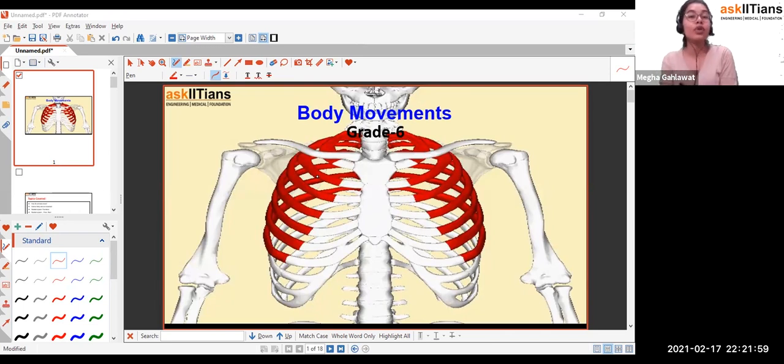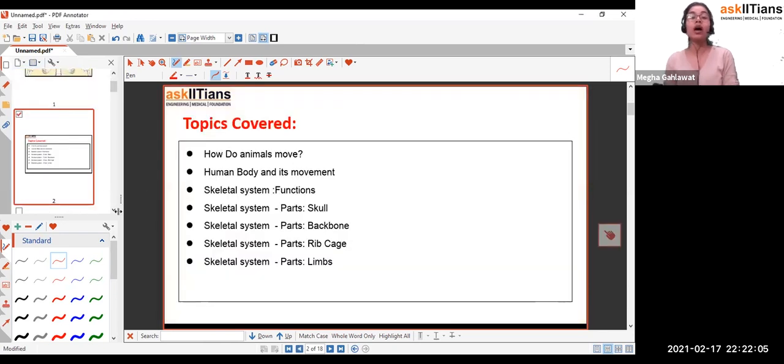So, today's chapter that we are going to start is body movements. In this chapter we will learn a lot about our body, our skeletal system, which makes up the framework of the body and supports the maximum movements in a body. We'll be learning about the parts of the skeletal system: the limbs, the skull, the rib cage, the backbone, and the different kinds of joints. And apart from that, we'll learn how they move, how exactly they are arranged, and how they help in supporting our entire framework. So that will be the entire chapter.